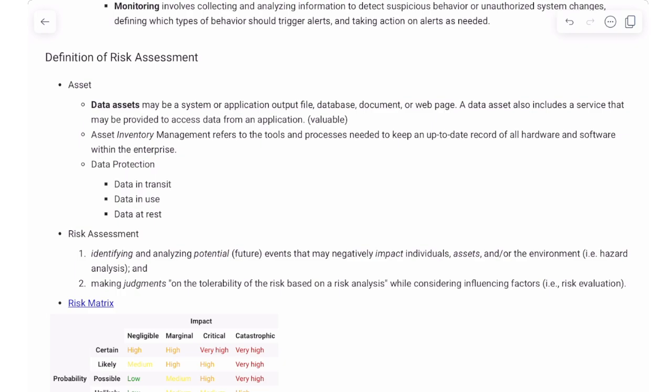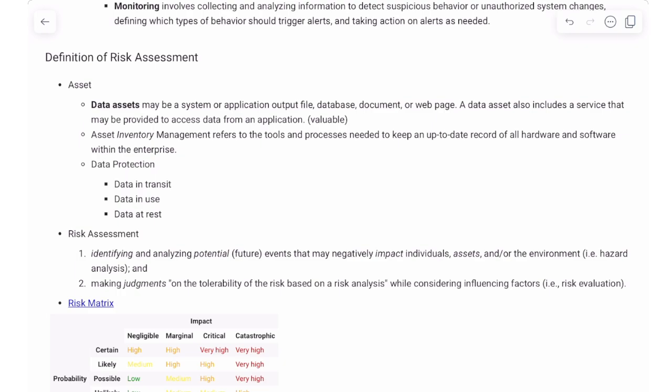Data in use means maybe the data is in a database, and you use certain software to access the data, so the data is in use. So make sure you have a proper authentication and authorization mechanism applied on the database, so that the data will be safe and will not be accessed by unauthorized users.